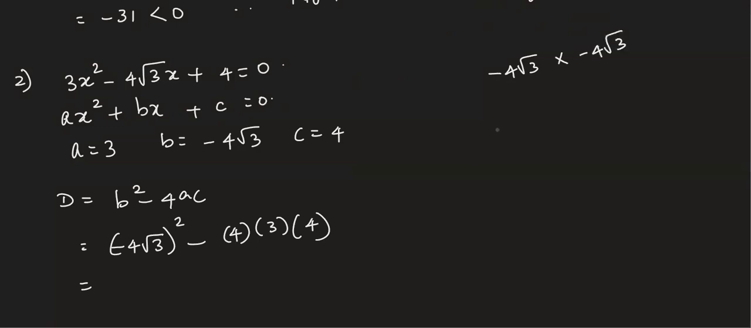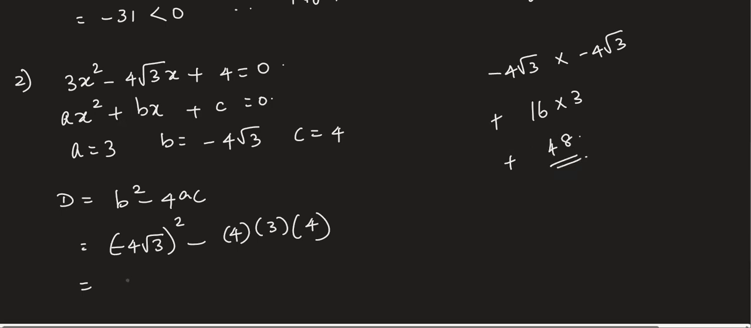So now this will become minus 4 into minus 4 will become 16. Root 3 into root 3 will become 3. Minus into minus will become positive. So the final answer will become positive 48. Okay. So this is 48 minus 12. 4 into 3 will become 12. So 12 into 4, again, that will also become 48. So 48 minus 48 will become 0.